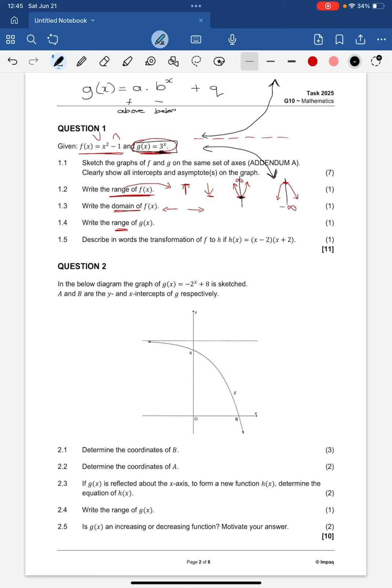Now it's important to realize the value of the asymptote. Let's say our asymptote here was y is equal to 2.